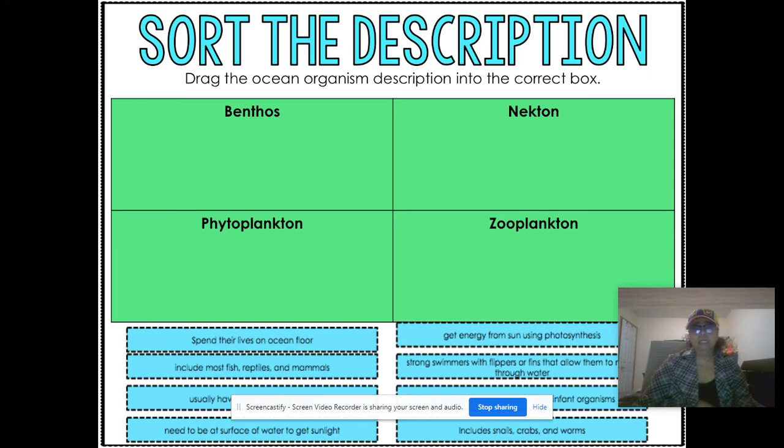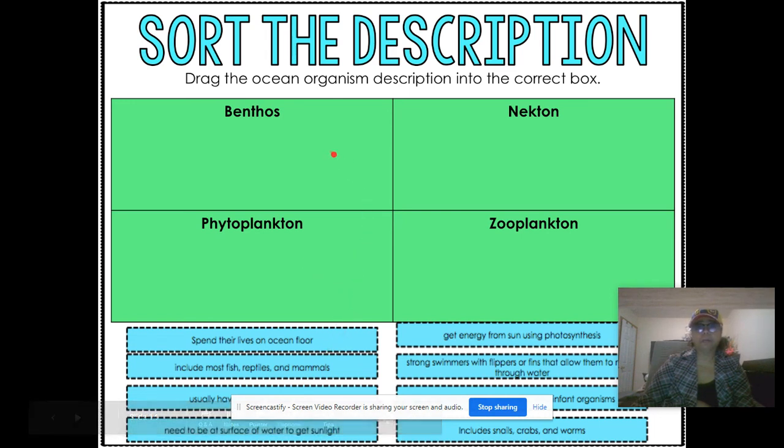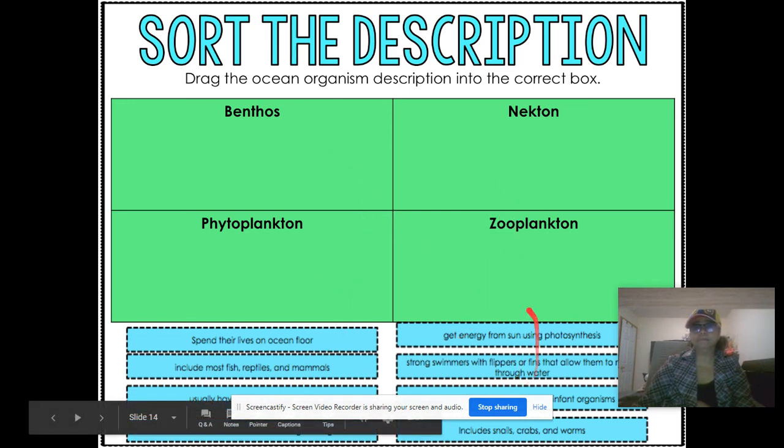Now another slide on sort the description. So I have here the choices below and then try and put it in the proper boxes. Okay, you do that.